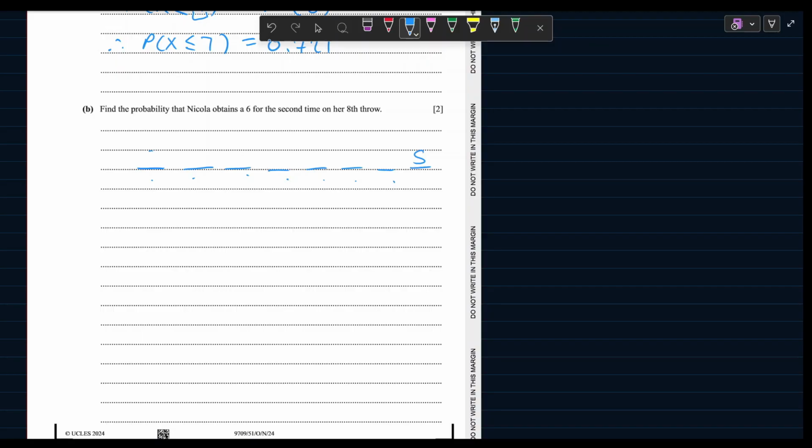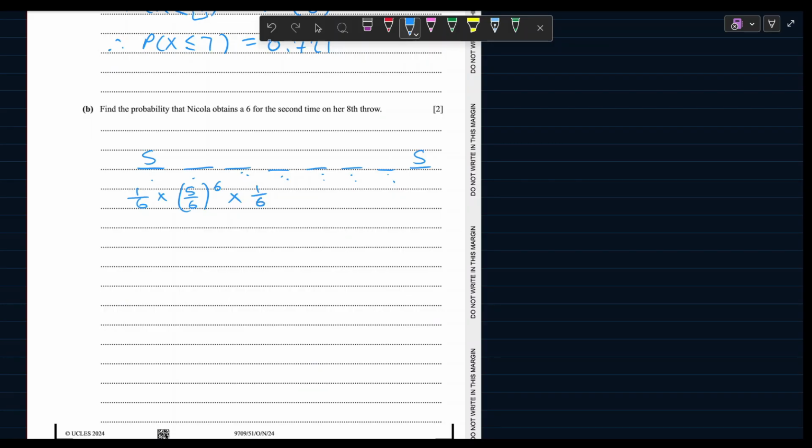So assuming that it happens on the first throw, we can say that on the first throw she succeeds, so that's 1 out of 6. Multiplied by second throw she fails, 5 out of 6. Third throw she fails, so that's to the power 2, to the power 3, to the power 4, to the power 5, to the power 6. And then on the 8th throw she succeeds.